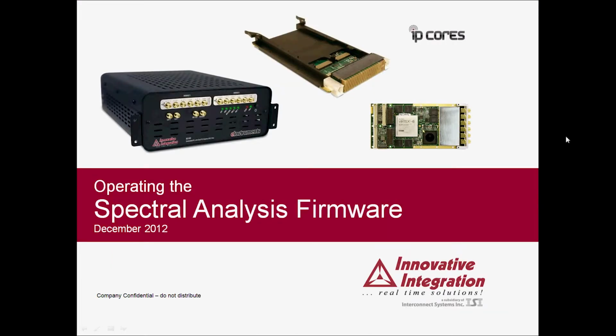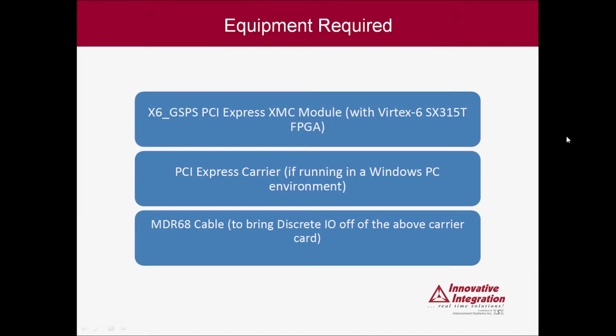For this demonstration, we will show both full spectrum reporting as well as threshold limited spectral reporting. The equipment required is an X6-GSPS module inserted onto a PCI Express carrier card, which allows it to be installed in a Windows PC.